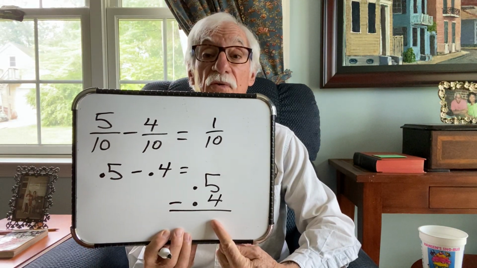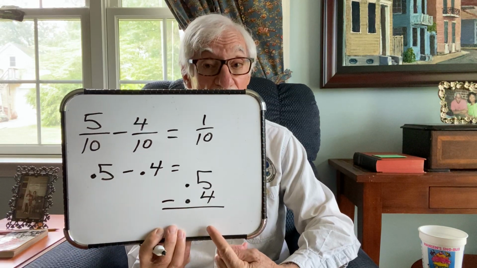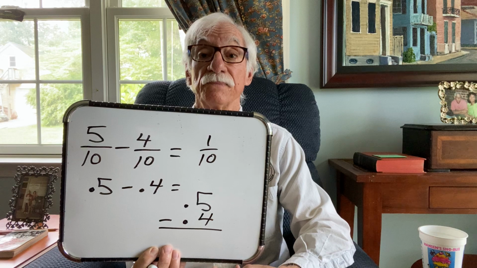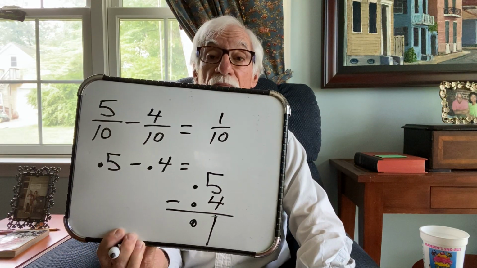Five tenths, subtract 4/10. See the vertical alignment of the decimal points? Critical. Otherwise, your place values would be out of place. And of course, the answer is the same. 5/10 take away 4/10, 1/10.